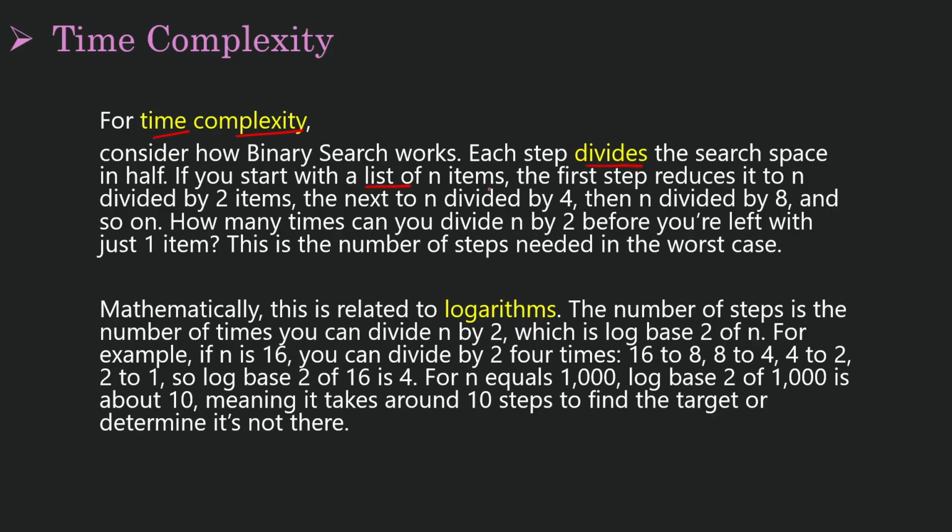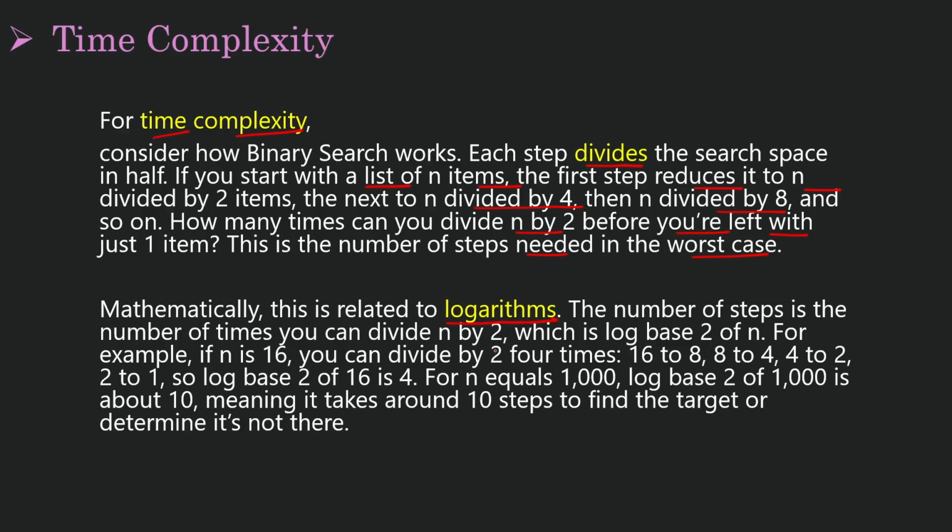If you start with a list of n items, the first step reduces it to n divided by 2 items, the next to n divided by 4, then n divided by 8, and so on. How many times can you divide n by 2 before you're left with just one item? This is the number of steps needed in the worst case. Mathematically, this is related to logarithms.